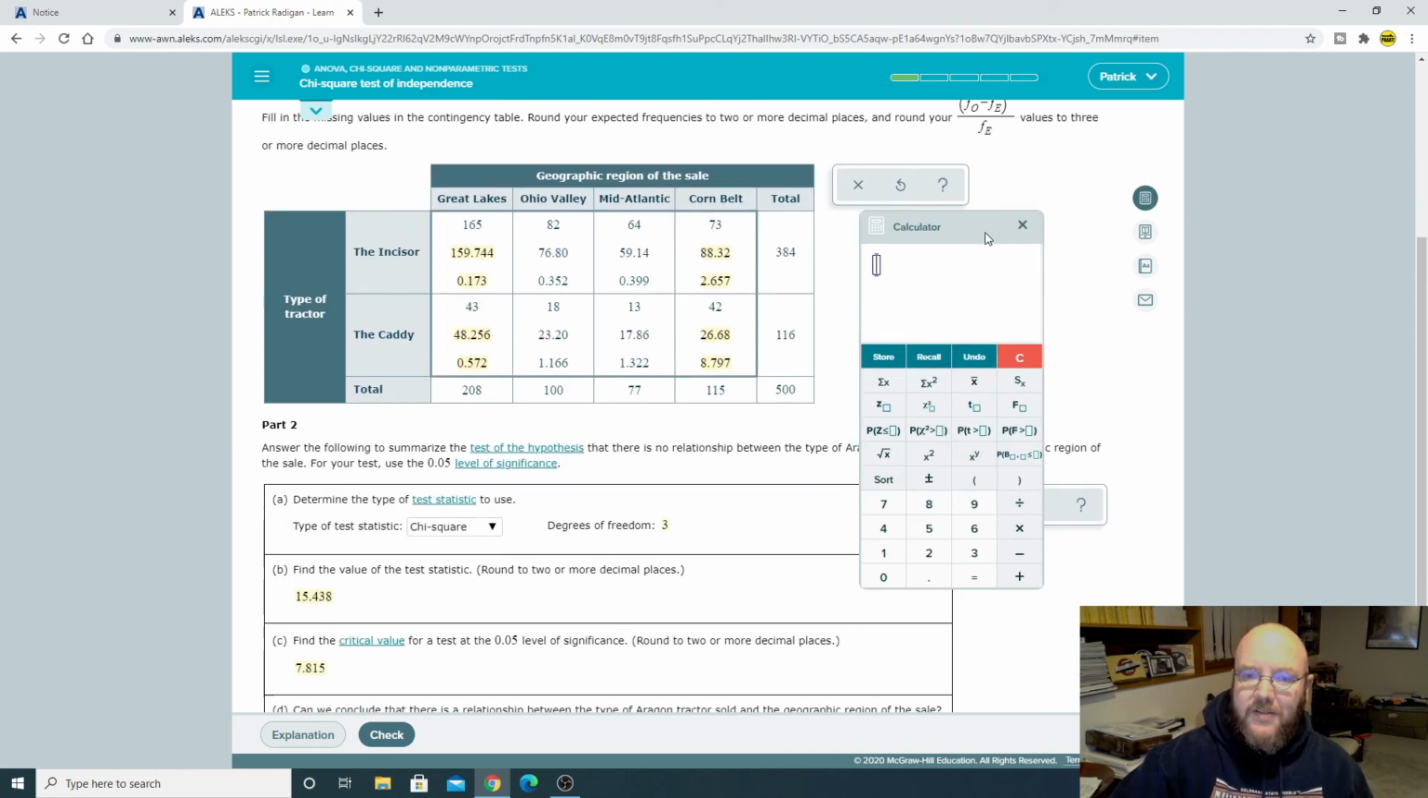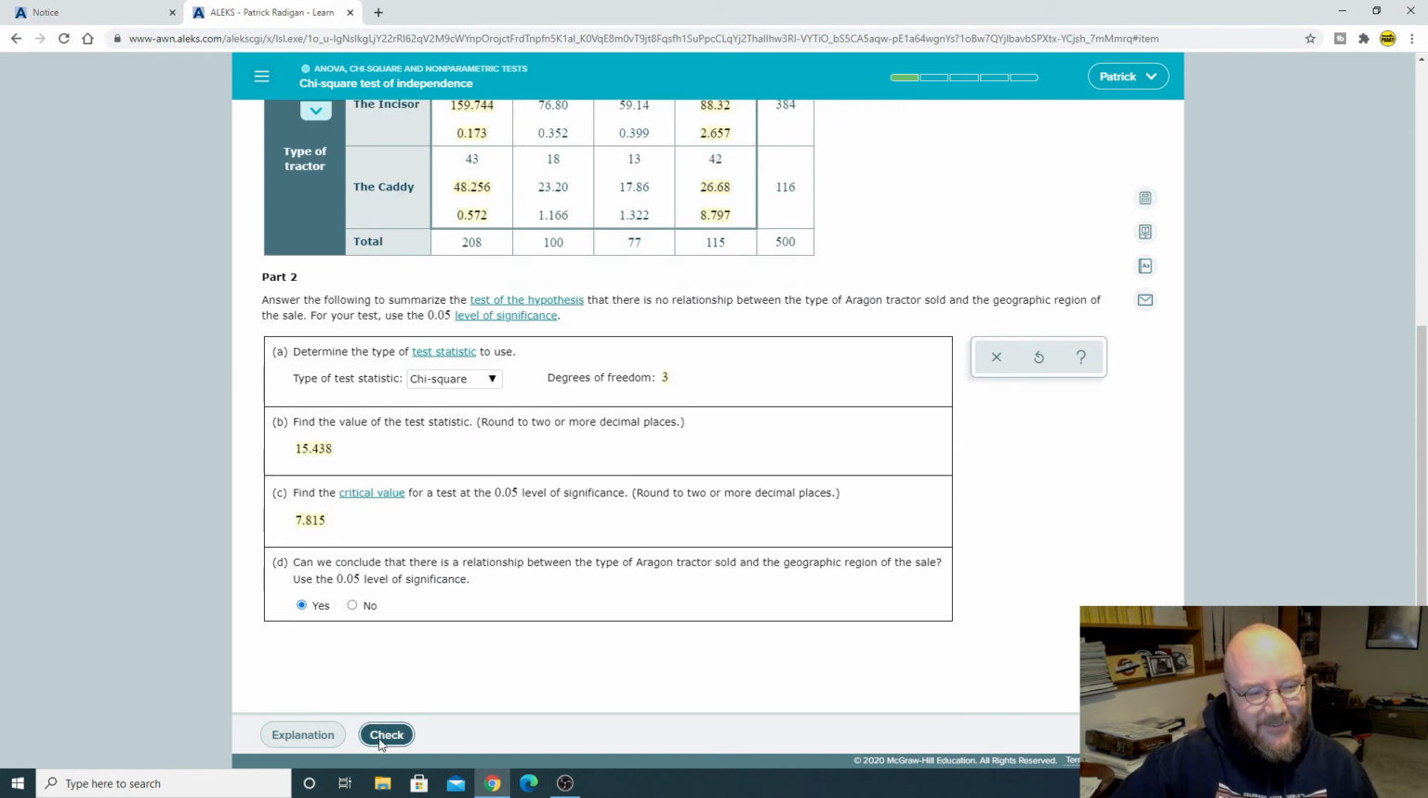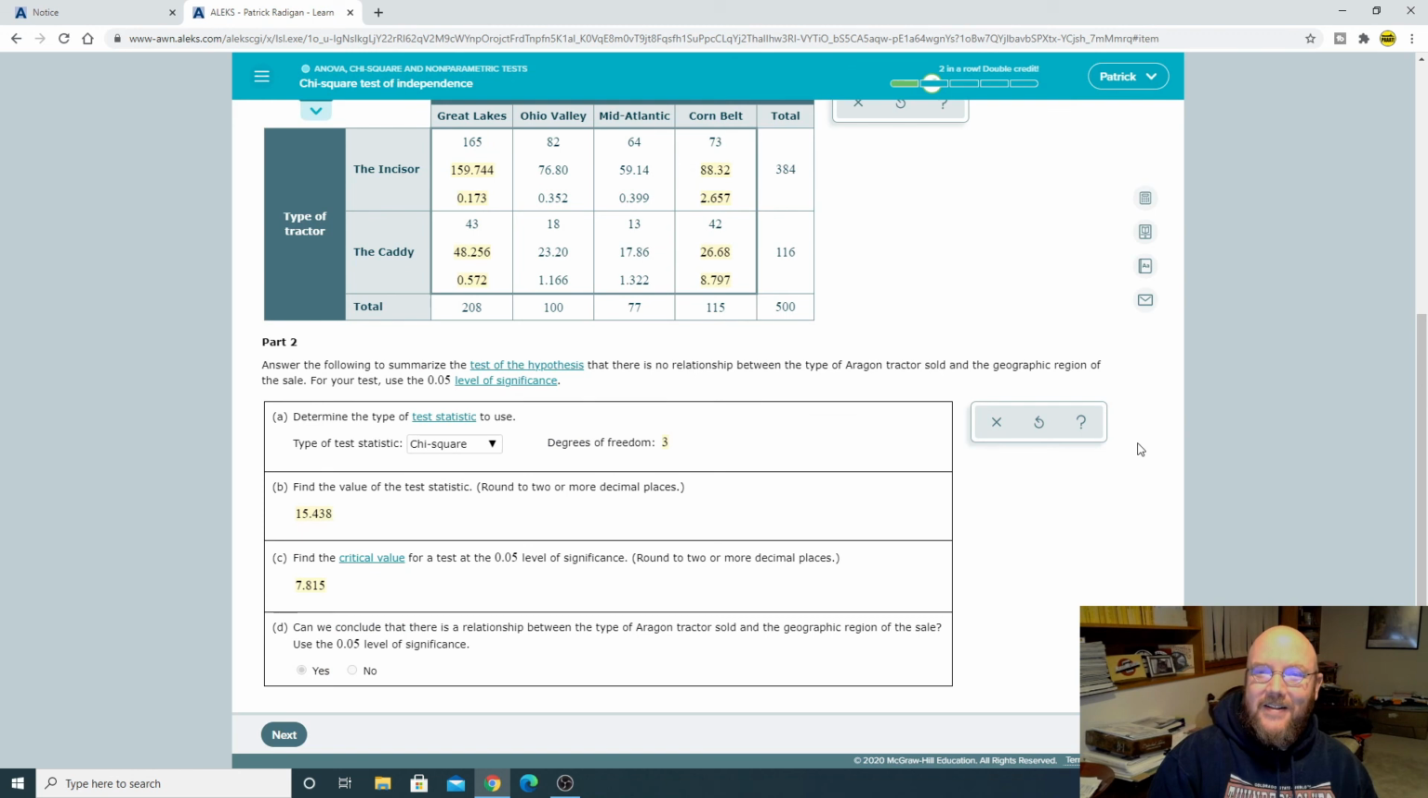In fact, we better double check that just before we hit enter here, although I'm sure it's correct. 42 minus 26.68, squared, divided by 26.68. Yeah, okay, we're good. Oh no, wait. Oops. 26.68, there we go. Yeah, okay, all right, cool, it's good. So I guess it makes sense that it worked that way, but here we go. Check. And there we go.